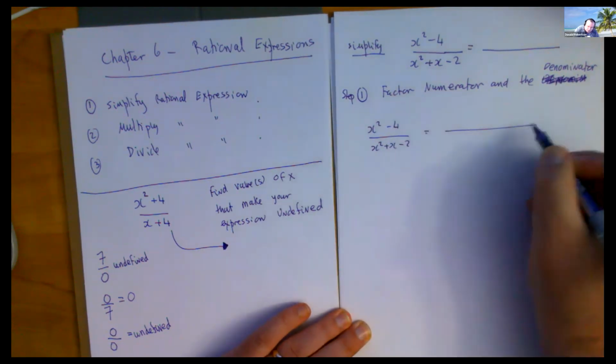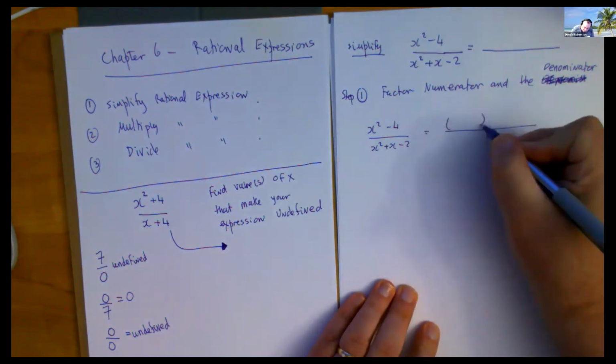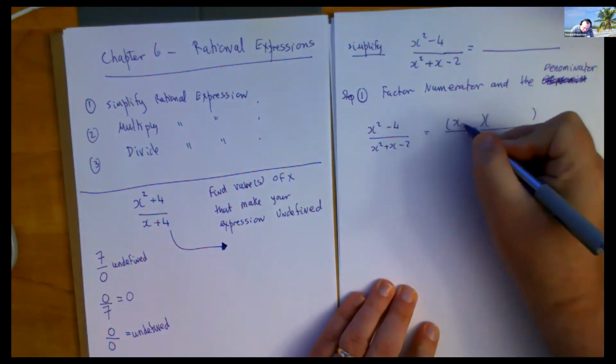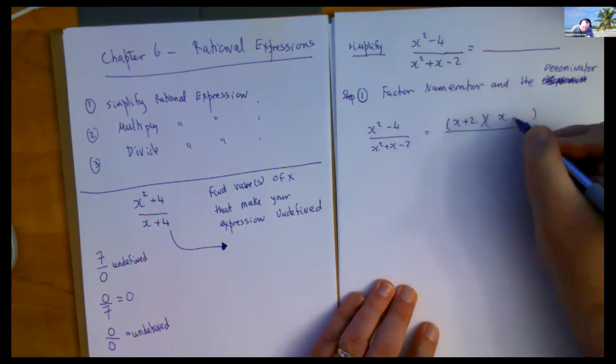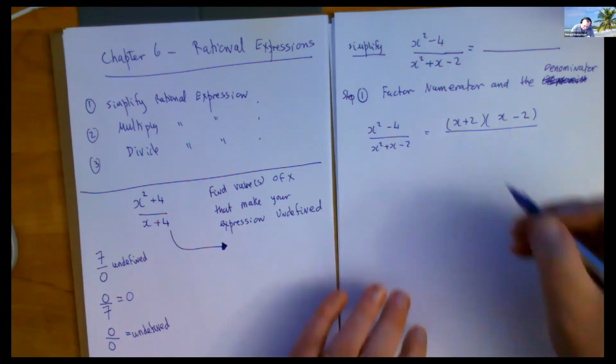Okay. Do you recognize x squared minus 4 as what we call a difference of two squares? And what that gets you when you factor it is an x plus 2 and an x minus 2. Agreed? Now, x squared plus x minus 2 is sometimes called a quadratic. It's also sometimes called a trinomial.